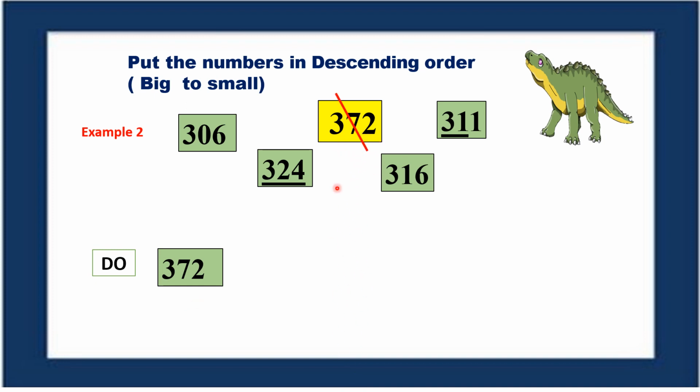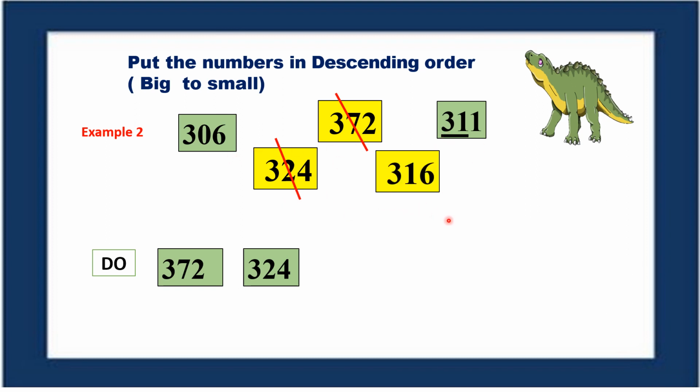A little smaller than 372. All the numbers are starting with 3. So compare the tens place. So it is 324. So 24, 6, 16, 11. 24 is a little smaller. So write it and cancel, strike off in the question. A little smaller than 324. Is it 16, 11 or 6? Compare 16, 11 or 6. It's 16, means 316. Write it in the answer and strike off in the question. We are striking off so that we avoid confusion.